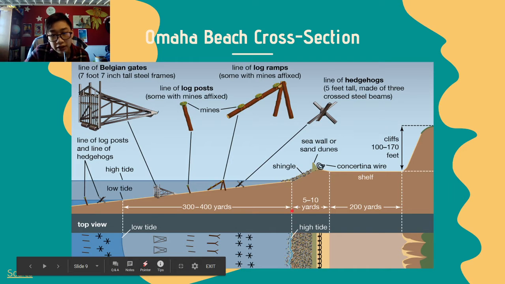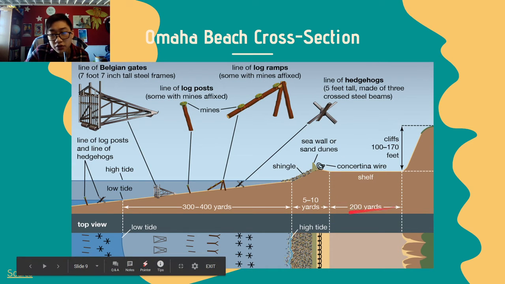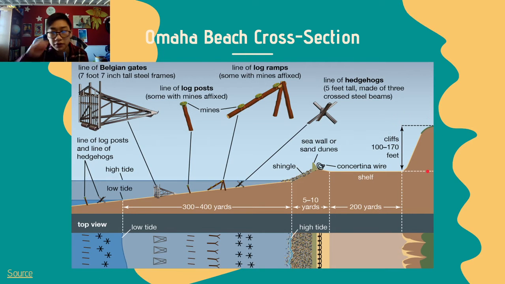And then we have about 5 to 10 yards of the shingles and seawall or sand dunes and concertina wire. After that, we have just an open space of 200 yards, followed by cliffs that are 100 to 170 feet. The Germans are usually posted up here, and the Allied forces will have to cross this open space and then go up the hill just to get to the Germans themselves.